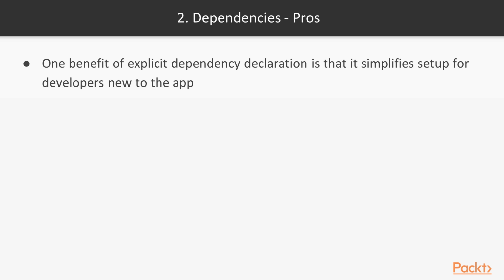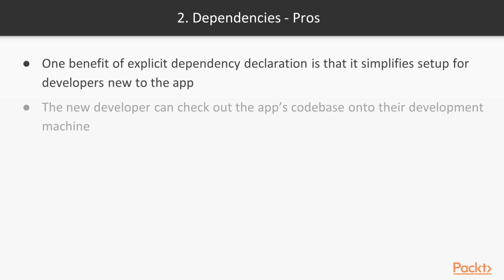The benefit of explicit dependency declaration is that it simplifies setup for developers who need to work on the app. A new developer can check out the codebase to their local development machine and it only requires the language runtime and dependency manager installed as a prerequisite. All dependencies will be downloaded by the dependency manager.